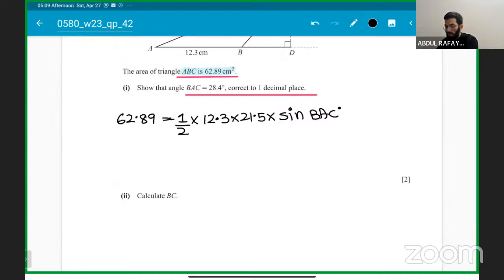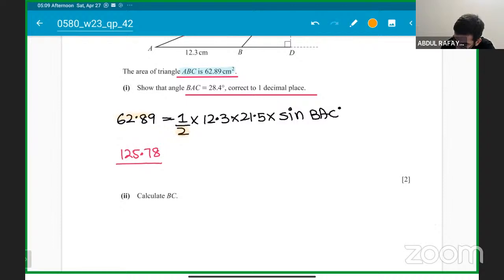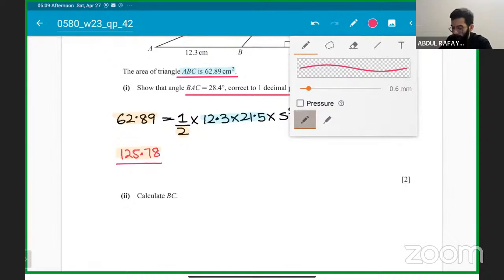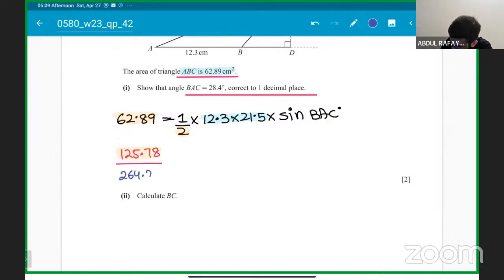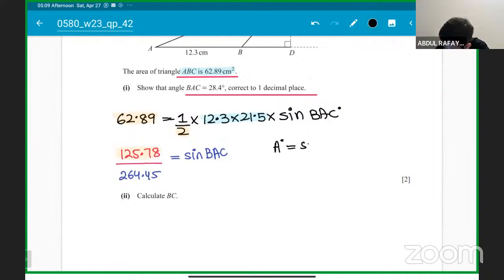So here we go, sir. It will be 62.89 into 2, that is 125.78, divided by 12.3 into 21.5. Follow carefully: 2 times 62.89 gives 125.78, and 12.3 into 21.5 comes to 264.45, which is equal to sine angle BAC. So angle A is equal to sine inverse of this answer.